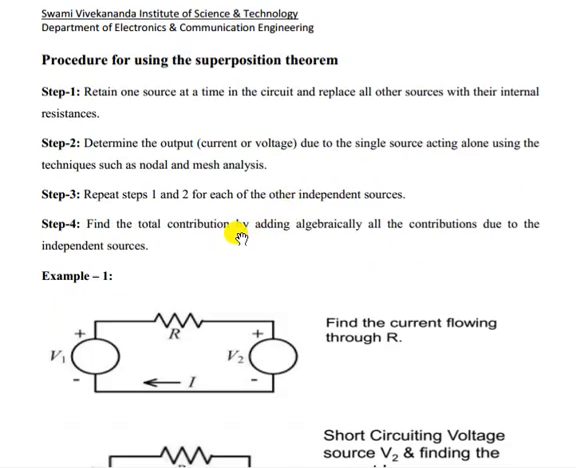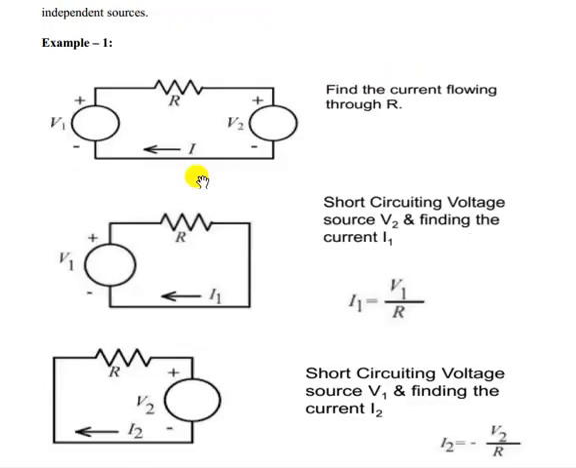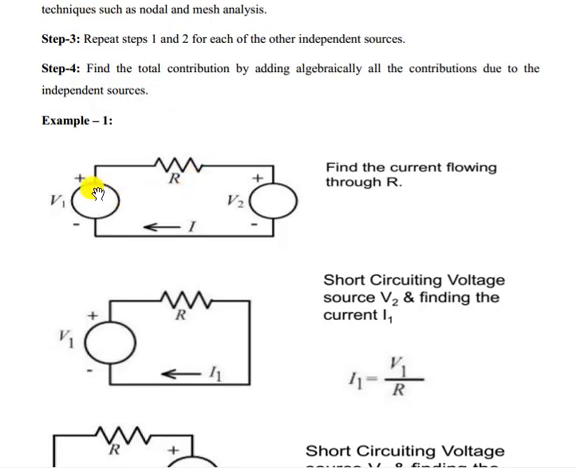Now, let us take one example. Suppose we have two voltage sources and one resistance. It is a simple one. Find the current flowing through this R. Now what do we have to do? We have to take one source at a time, with the other source deactivated. A voltage source is short circuited, and a current source is open circuited.